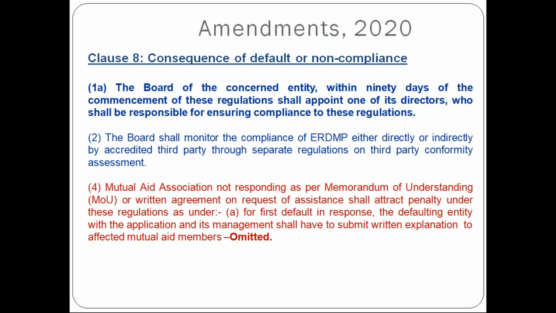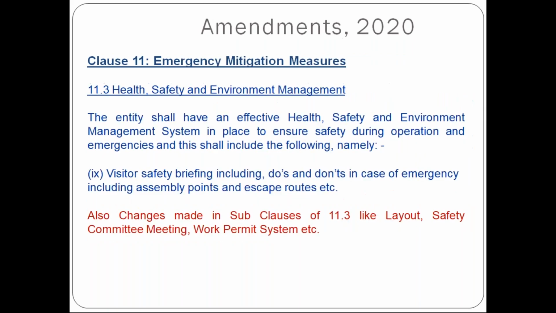The HSE management system includes the briefing to the visitors, also what to do in the event of an emergency, like do's and don'ts in the emergency, where the assembly point is. And this briefing can be covered by videos, maybe through presentation, through some handouts, pocket cards. So there are various ways by which the visitors' briefing can be done, so that they are also aware of what to do in the event of an emergency when they are visiting particular facilities.